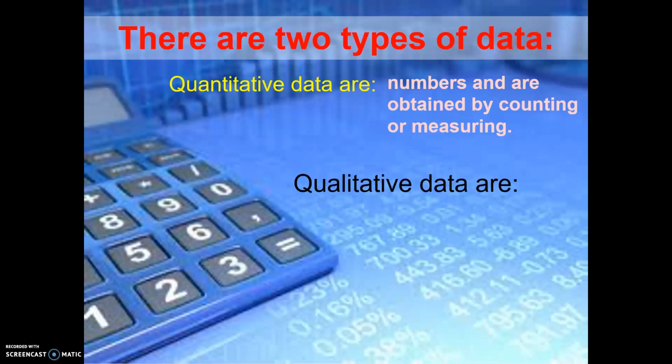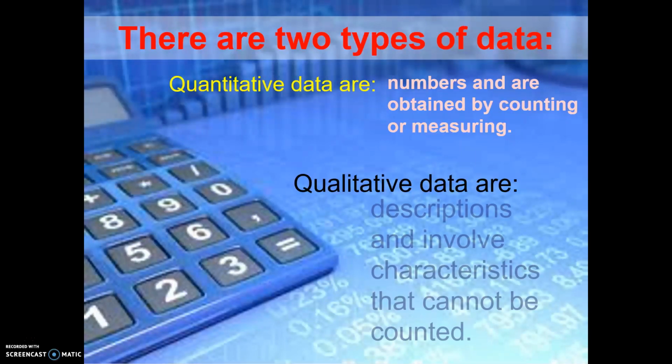Qualitative data, on the other hand, is something we can't count. It's a description of something or the characteristics of something. So in this case, a good example might be if we crossed two different flowers and we had a white flower and a pink flower. And we see what the offspring is going to be. It might be pink flowers.